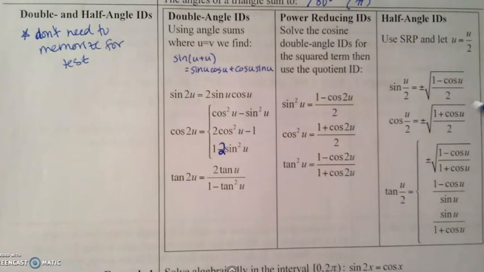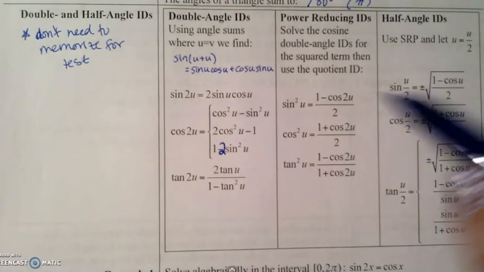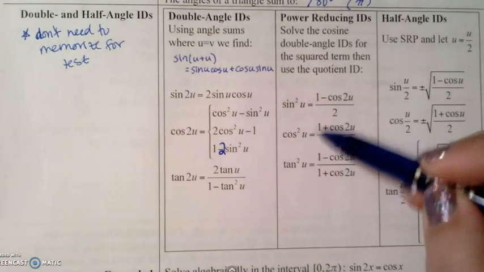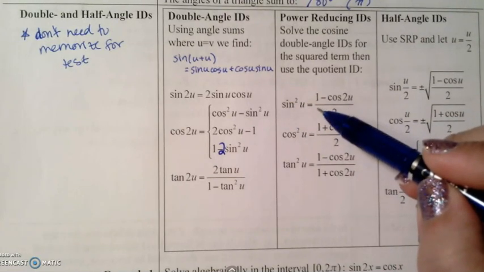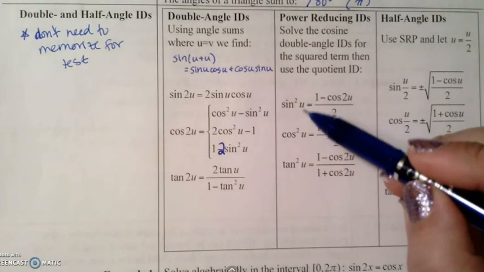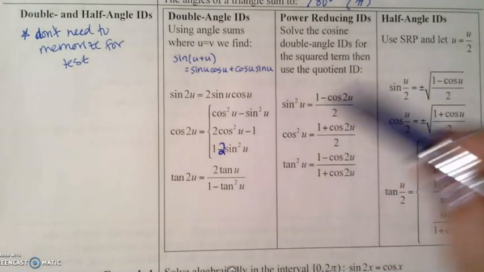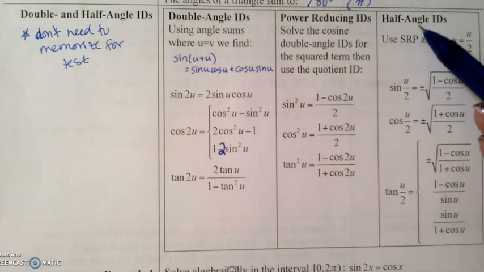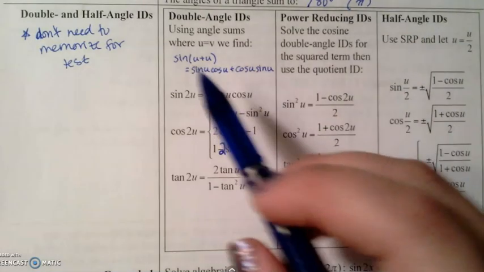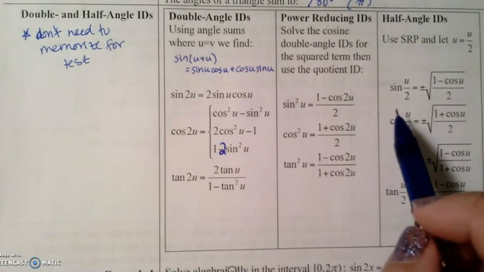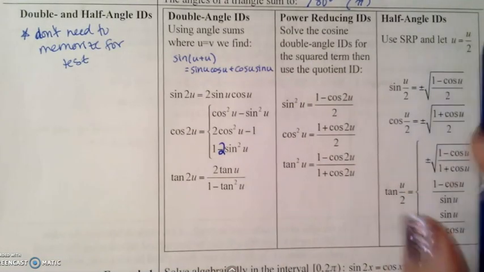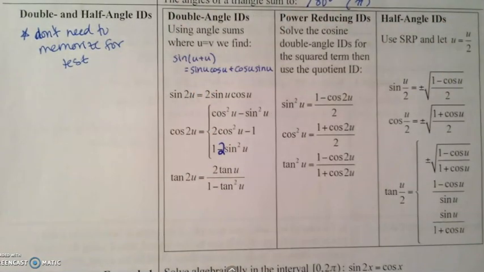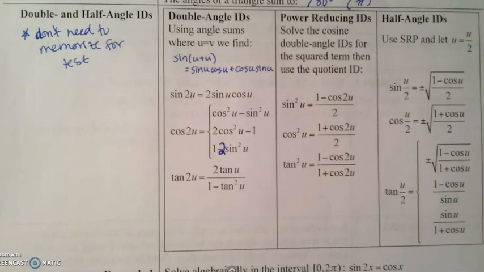Okay. Similarly, our half angle identities come from our power reducing identities if we take the square root of both sides, which means we need a plus or minus. And then instead of u, we substitute u over 2. And those are called the half angle identities. So all of these multiple angle identities, the double angle, the power reducing, and the half angle identities, come from our angle sum and angle difference identities, which we proved last class.